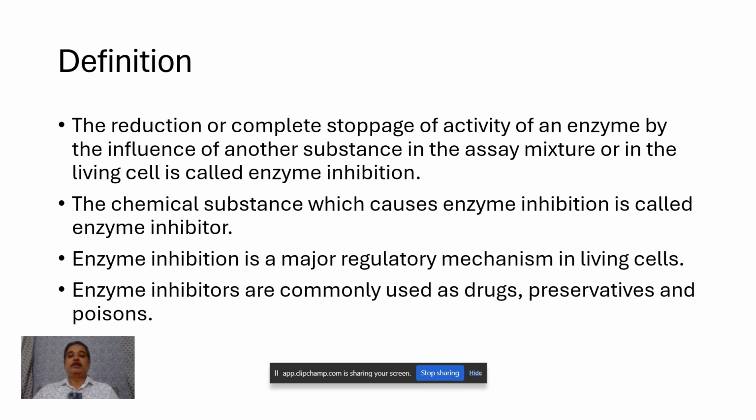Enzyme inhibitors are commonly used as drugs, preservatives, and poisons. Many of the drugs used in modern medicine are actually enzyme inhibitors. If some enzyme in our body is overactive and this causes disease, we have enzyme inhibitors used as drugs. And also food preservatives. They prevent the action of several enzymes in bacteria, etc., and act as preservatives. And poisons such as insecticides, rodenticides, fungicides, etc., act by binding to several enzymes and preventing them, and act as poisons.